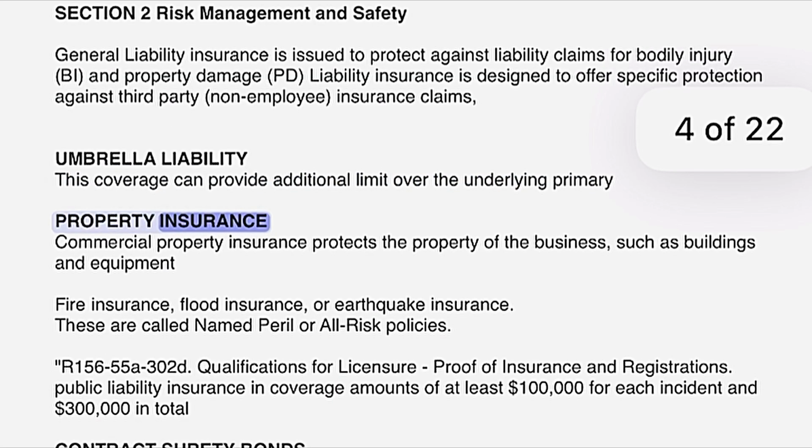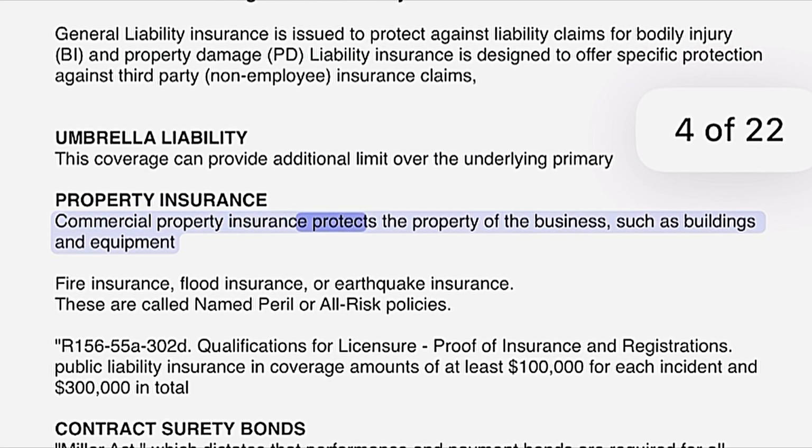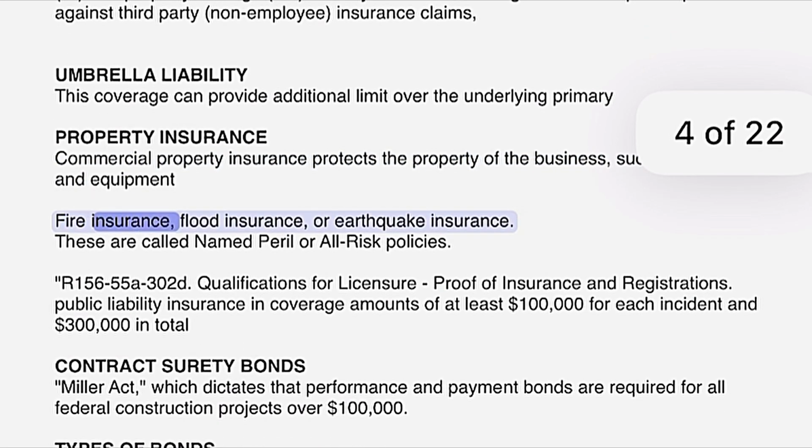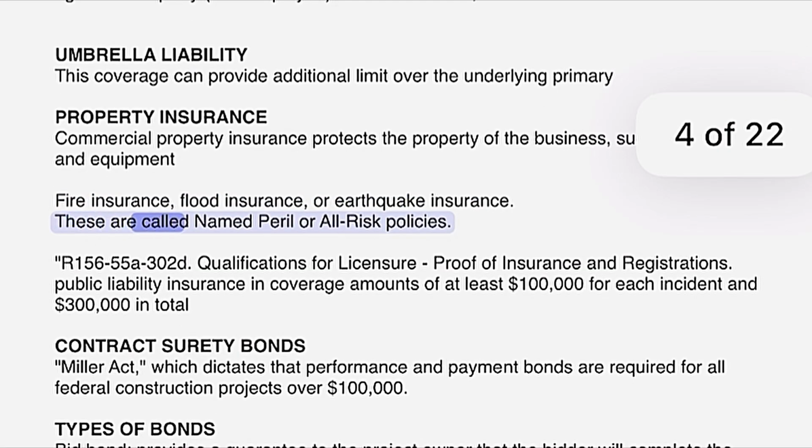Property insurance. Commercial property insurance protects the property of the business, such as buildings and equipment. Fire insurance, flood insurance, or earthquake insurance. These are called named peril or all-risk policies.